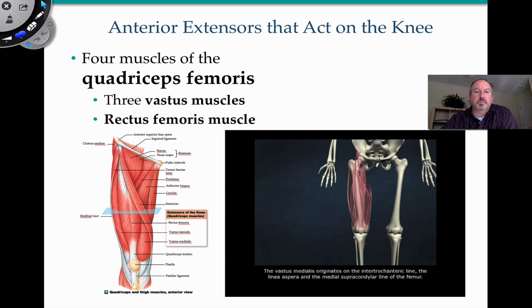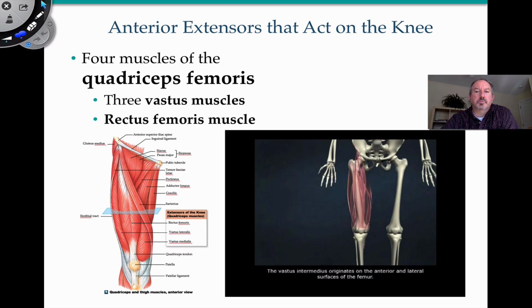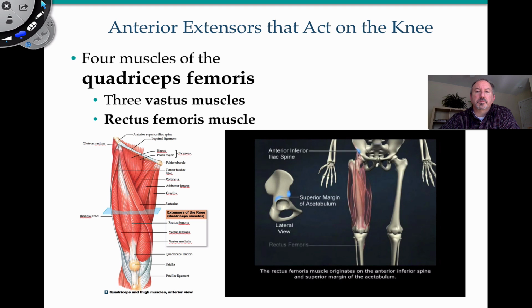The vastus medialis originates on the intertrochanteric line, the linea aspera, and the medial supracondylar line of the femur. The vastus lateralis muscle originates on the greater trochanter and intertrochanteric line, the gluteal tuberosity, and the linea aspera of the femur. The vastus intermedius originates on the anterior and lateral surfaces of the femur. The rectus femoris muscle originates on the anterior inferior spine and superior margin of the acetabulum.